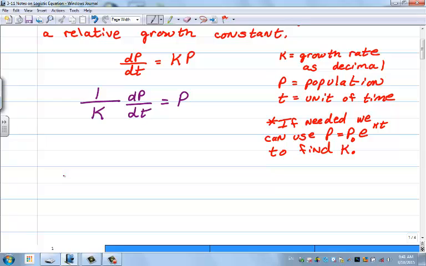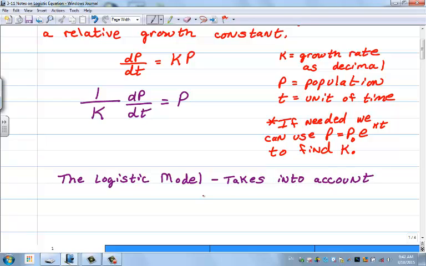So the logistic model does something that we always need to do with the population. It takes into account overcrowding and death. Kind of sad, but it's realistic. So what we're looking for when we use the logistic model often is a limiting value of the population.